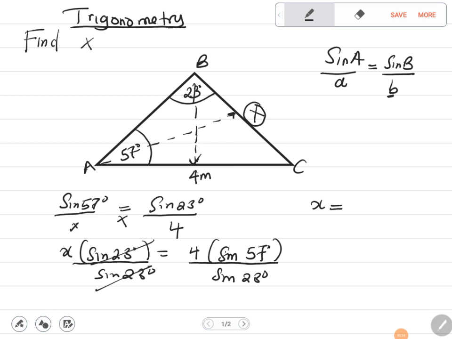is equal to, let's now go on our calculator. We multiply sine 57 by 4, then we divide by sine 23. It's giving me 8.5856, something like that. So I can just round it to 2 decimal places, and this will give me 8.59 meters to 2 decimal places.